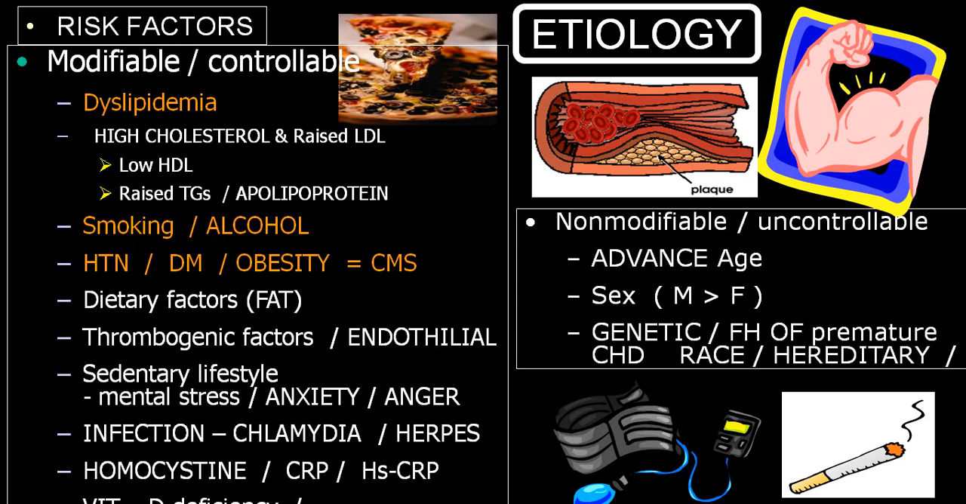Dietary factors. You can have other modifiable conditions like thrombogenic factors, endothelial dysfunction, sedentary lifestyle, lack of exercise, mental stress, anxiety, anger, infection like chlamydia or herpes, and homocysteine level if abnormal. You have an inflammatory marker like CRP or high sensitivity CRP, HSCRP, even vitamin D deficiency. There are many more factors included in the risk factors, but we are trying to cover some of the most common ones.